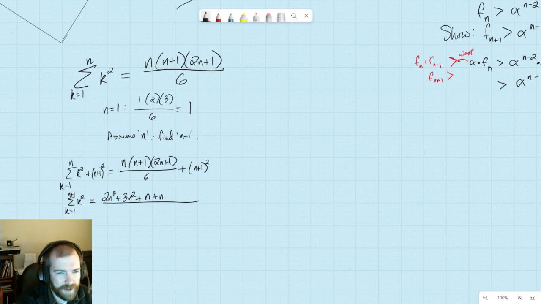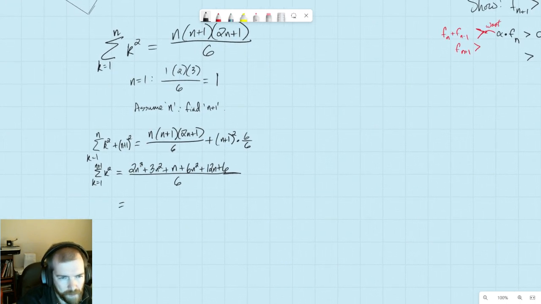Because that isn't just added onto this fraction willy-nilly. This is going to be multiplied by 6 over 6. So this is going to be 6n squared plus 12n plus 6, all divided by 6. So then that's going to be equal to 2n cubed plus 9n squared plus 13n plus 6, all over 6.